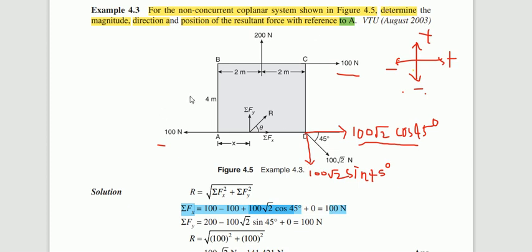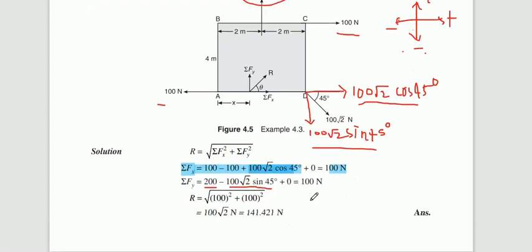And similarly summation of Fy. For Fy, two forces are there: 200 in the upward direction and the vertical component of the inclined force. Clear? This is one vertical force and this is one vertical force. 200 is moving upward, therefore it is positive, and 100 root 2 sin 45 is downward, therefore it is negative. By simplifying this you will get the value of summation of Fy.